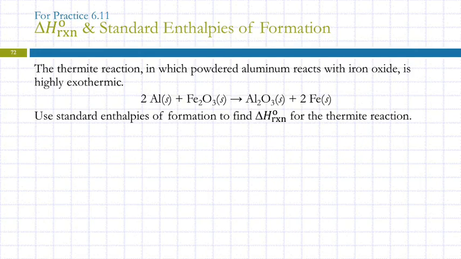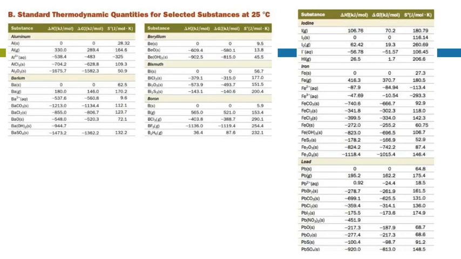Nope, I didn't put it there. I have to go back. Okay, Al2O3. I'm going to write these on the board because my short-term memory is gone. Minus 1675.7. And Fe2O3 over here, minus 824.2.